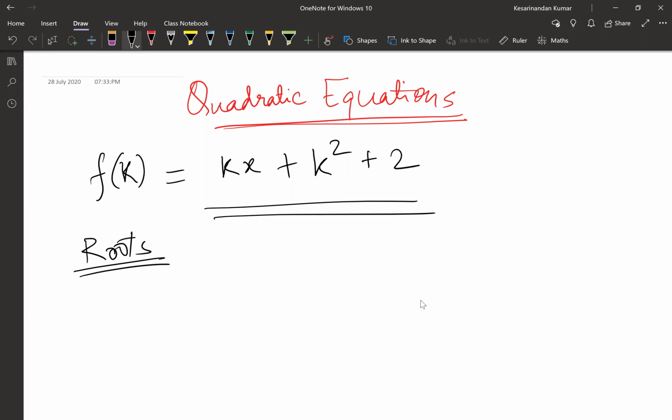So what are the roots of a quadratic equation, guys? The possible values for an equation to satisfy. For an equation to satisfy what? I mean, how do I say this? Now let's take kx plus k square plus 2 is equal to some 5. So now which values of k will satisfy so that the equation when solved will give a result of 5.